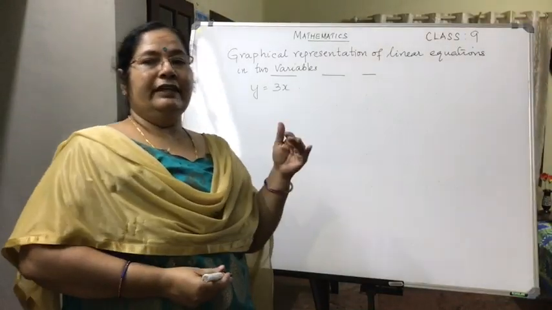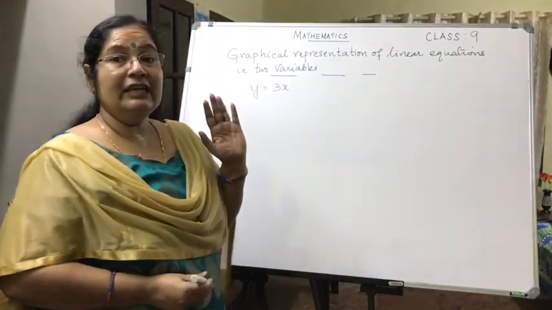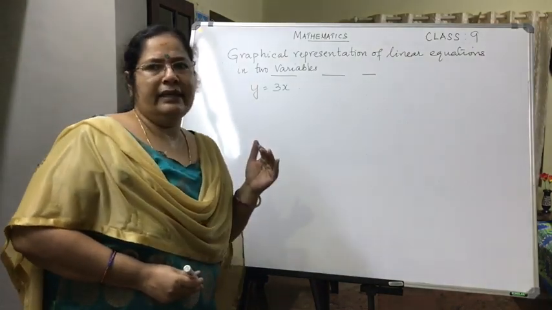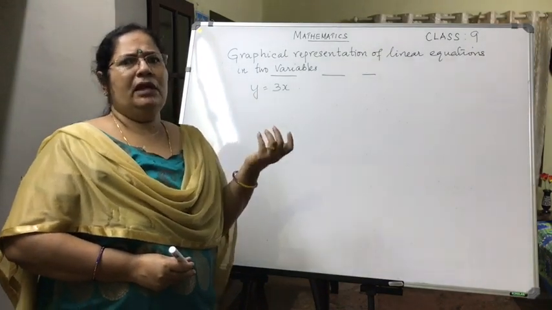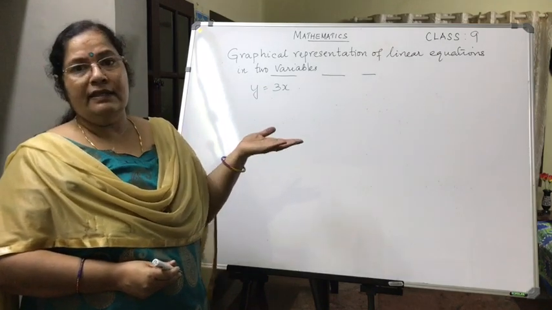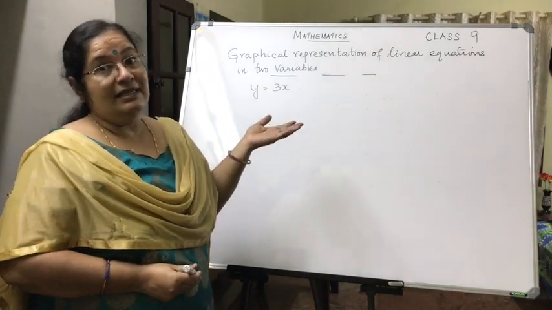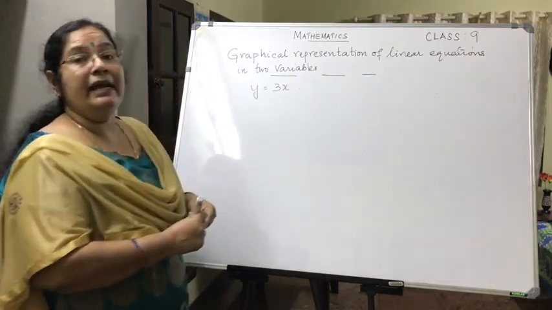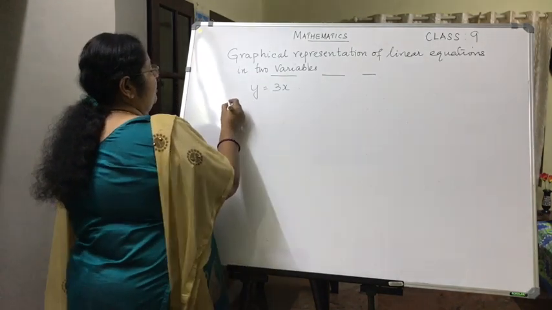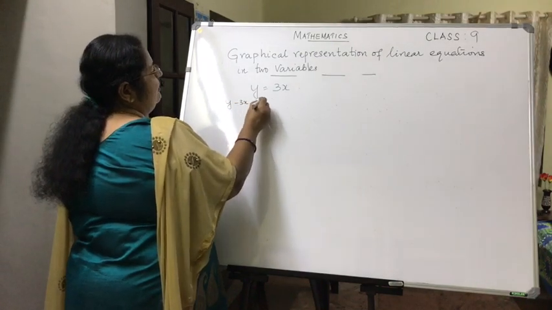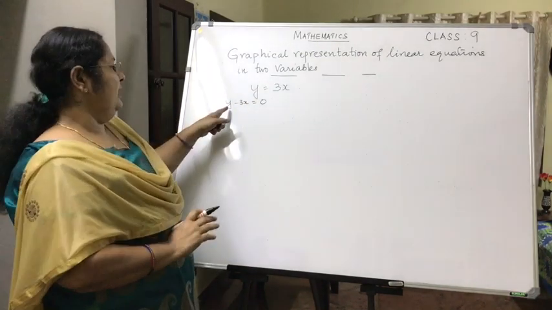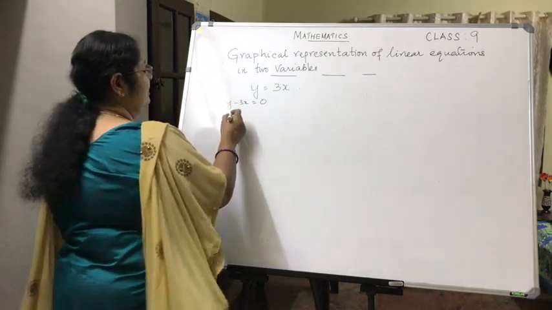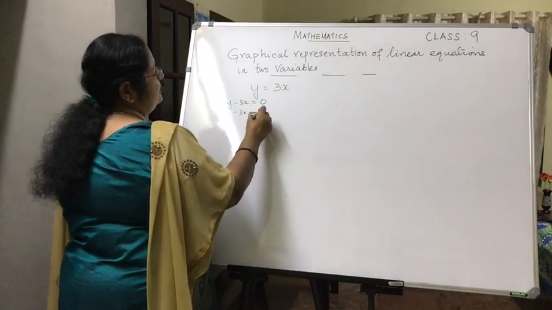Now we take an example, say y equals 3x. Is this a linear equation, two variables? Some of you may be having a doubt. Y equals 3x. Is that a linear equation? Yes, this is a linear equation but not in the standard form. When you write in the standard form, this would be y minus 3x equals 0. So here y comes first. So if you want, you can change it and write it as minus 3x plus y equals 0 also.